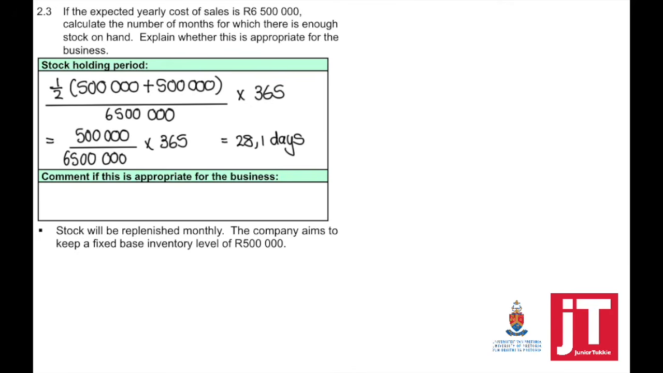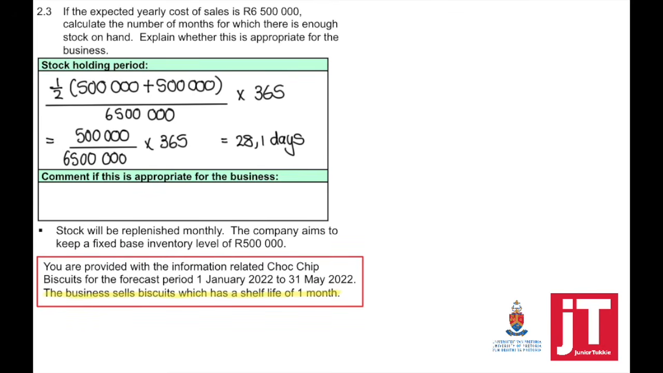Now comment if this is appropriate for the business. If we remember, right in the beginning, we read the information, and it says that the business sells biscuits which have a shelf life of 1 month. So based on this, it is appropriate. The period of stock on hand is less than 1 month.